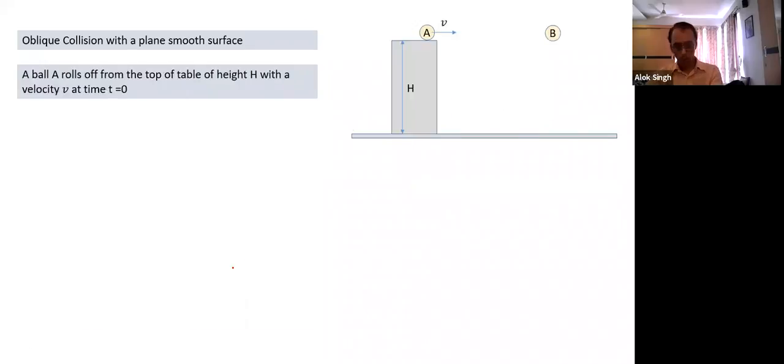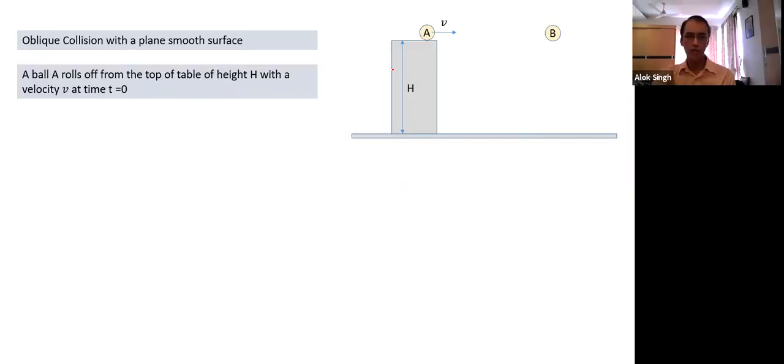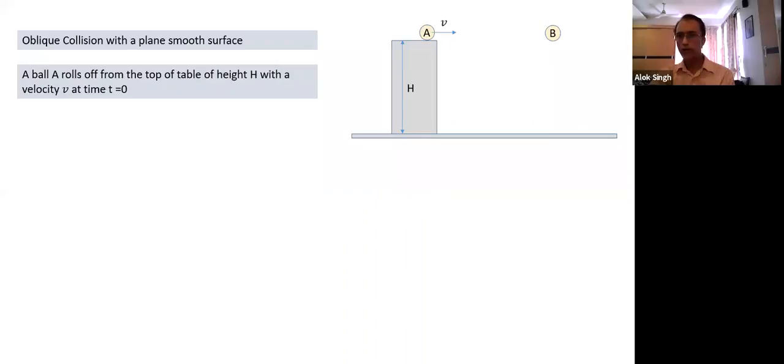Right. So just to understand the difference between head-on collision and oblique collision, you can imagine we can do an experiment also. What is shown here: suppose you have a table of height h, plain and smooth. A ball A rolls off the top of the table. When it leaves the edge, its velocity is v, and the height is h. At the same time, I drop another identical ball B from height h.